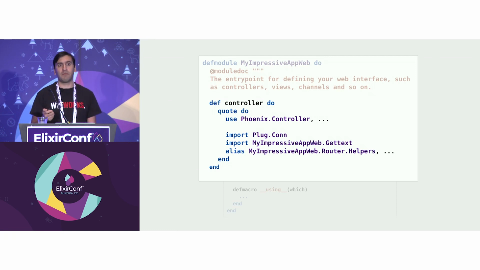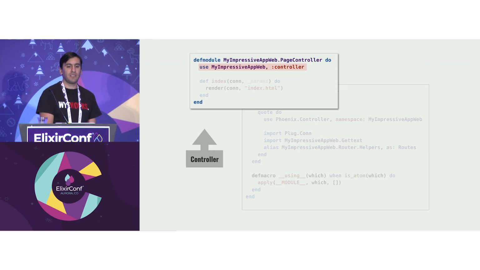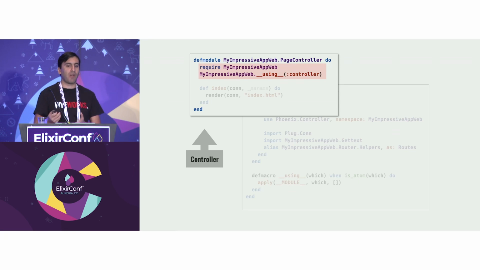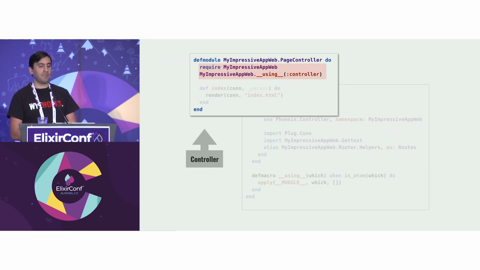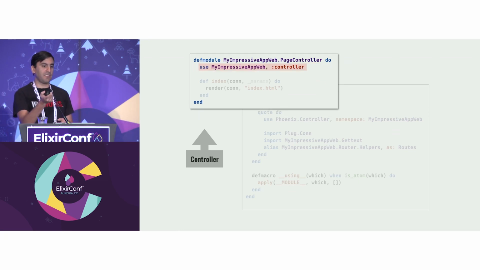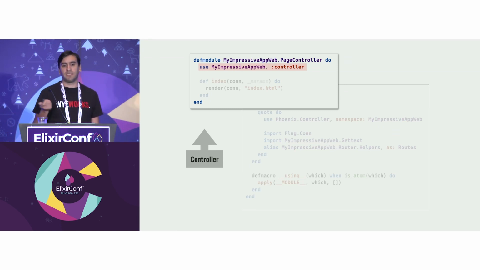I mean, how many of you are familiar with metaprogramming? OK, I think that is going to be just a review, but it will be informative if you don't know that. You may already know that the use directive could be equivalent to requiring the module and making an invocation to the special __using__ macro. This use line is what we usually have in controllers. We have to use the web interface module and pass the right atom, in this case, controller.